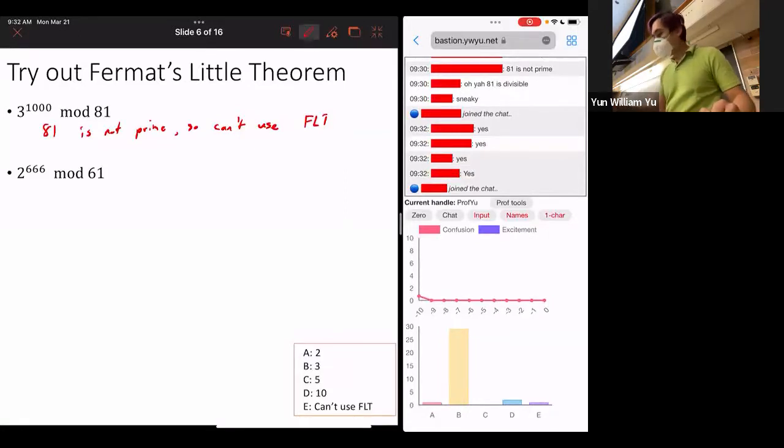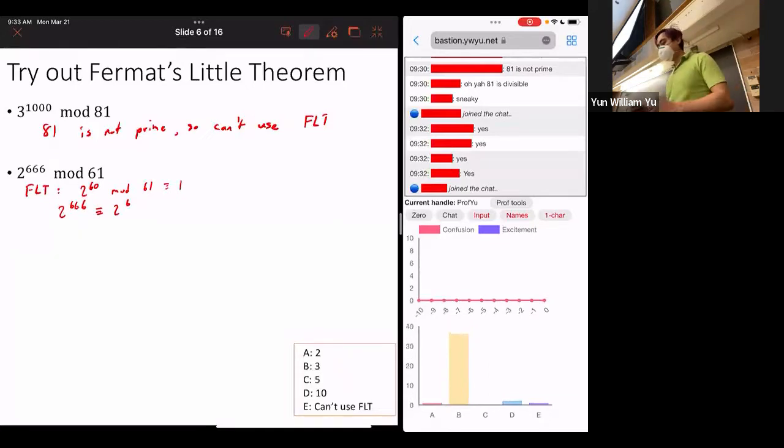Anyway, okay, so it looks like people figured it out. So let's work it through together. Well, 61 is prime, so that means you can use Fermat's little theorem. Fermat's little theorem states that 2 to the 60 mod 61 is congruent to 1, right? So that means that 2 to the 666 is congruent to 2 to the 6, because 666 is 60 times 11 plus 6. This is congruent to 64, which is congruent to 3. So the answer is indeed B. Okay, let's keep on going.